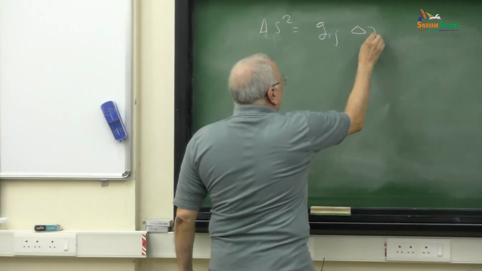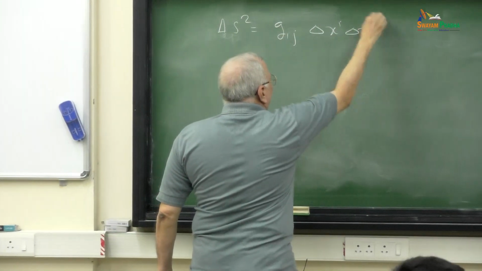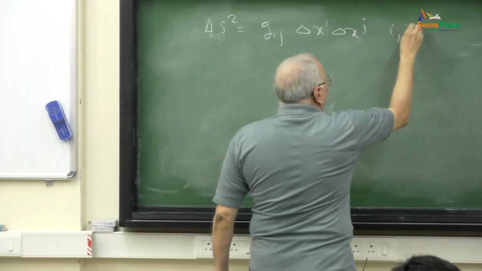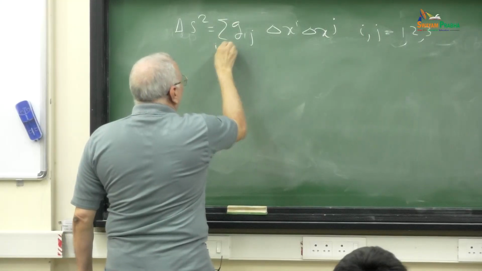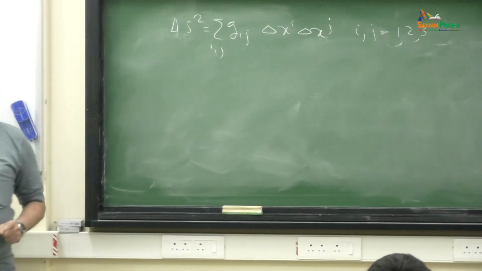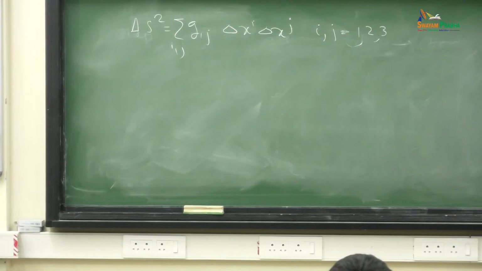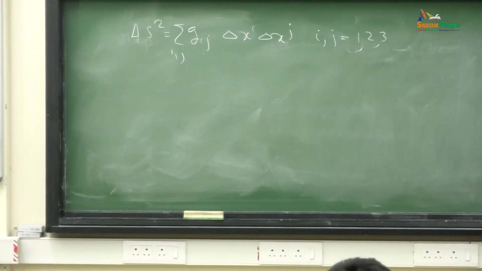Okay. So now I have the general expression delta s square equals g_ij delta x_i delta x_j, with i, j equal 1, 2, 3. That is a generalization, just writing one more symbol, right. Is it clear? So it is a rather straightforward generalization, but now I am going to ask the next level of question.